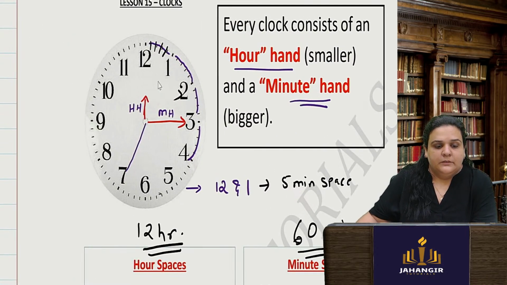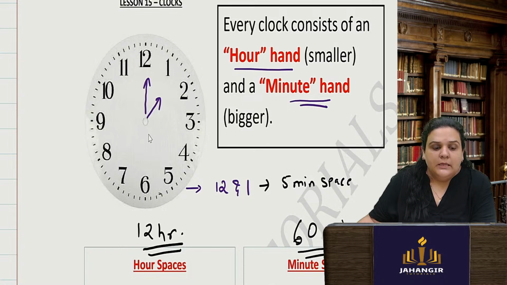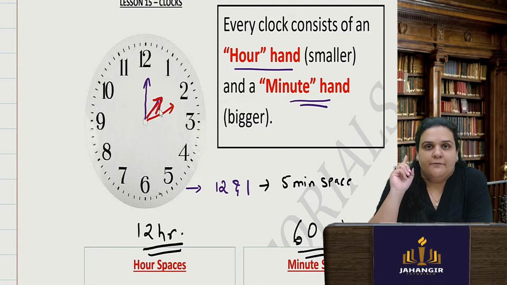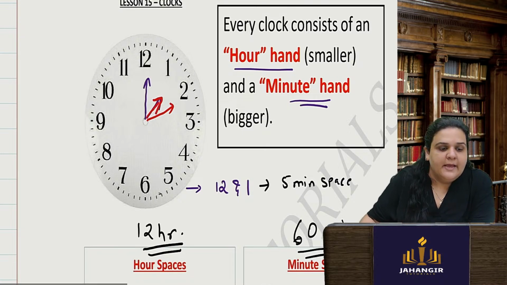If I am telling you that right now the time is 1 p.m., now after 1 hour, this hour hand is going to move to 2. After 1 hour the clock has moved for 1 hour. So now the hour hand will be at 2 and the minute hand will be at 12.